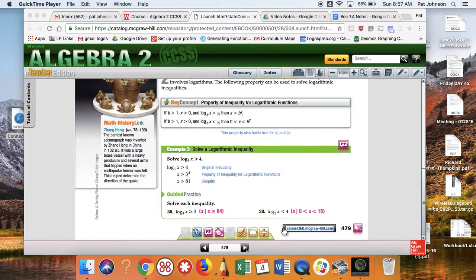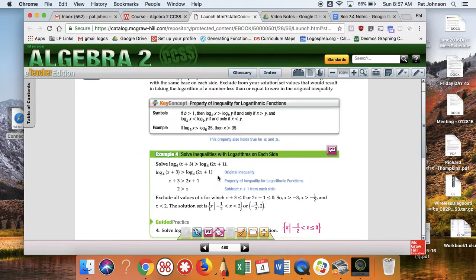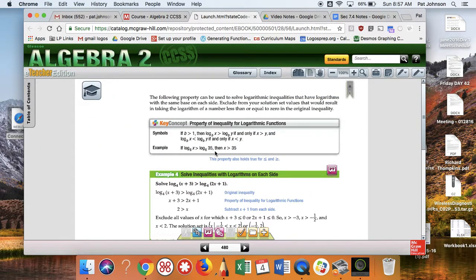Okay, now let's look at the next one, the properties. So we have a property just like we did for the equal sign. It says if we have two logs, one on the left, one on the right, and b is greater than 1, the base, then the log base b of x is greater than log base b of y if and only if the arguments x is greater than y, and vice versa. If you have a less than sign, then x is less than y. Why? So let's look at example 4.